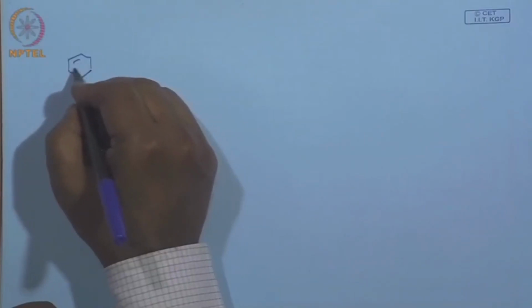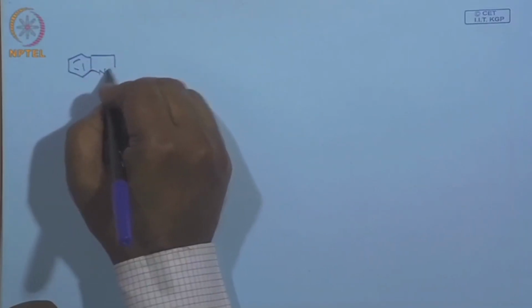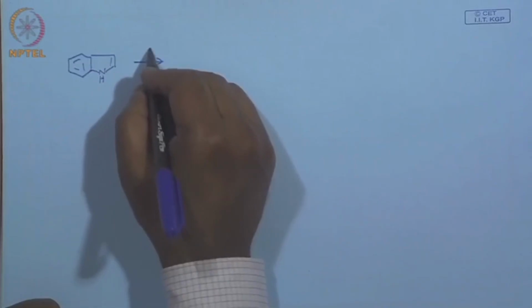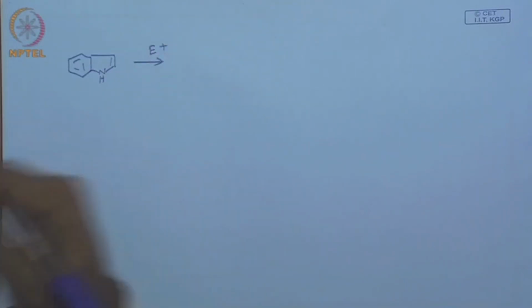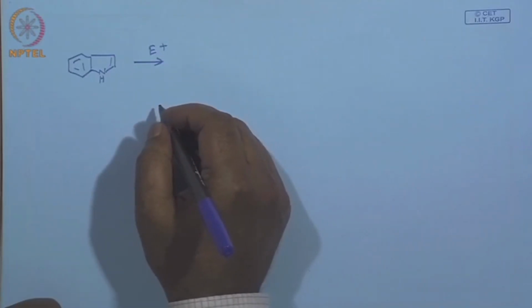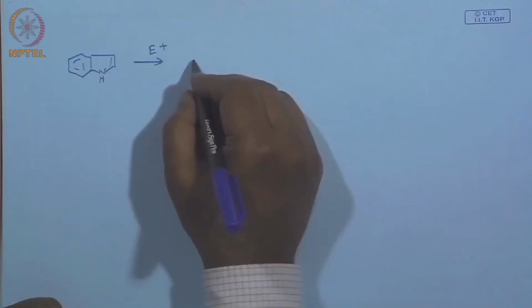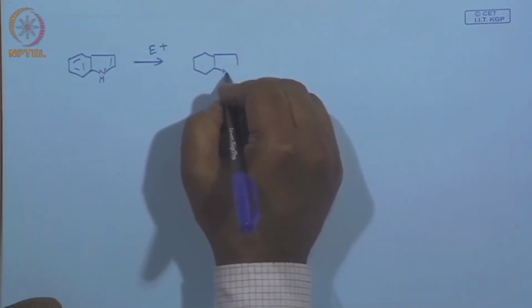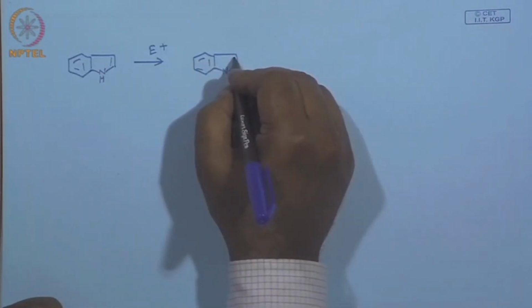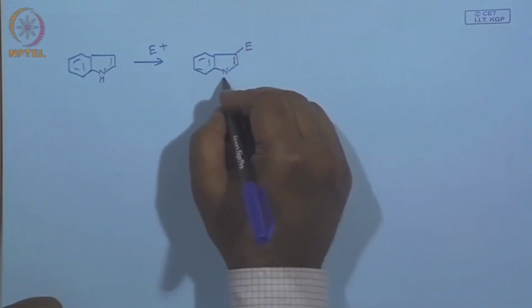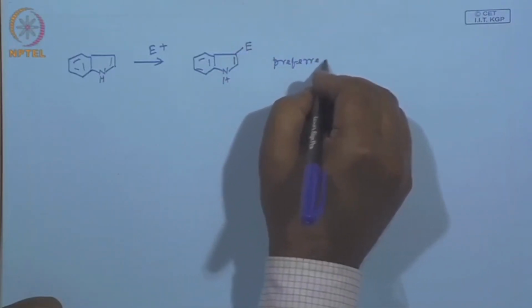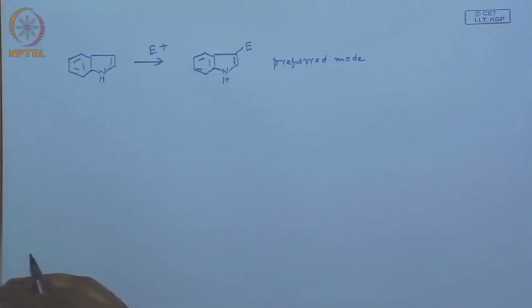Let us look at one more example from a 5-membered ring, but this is from indole chemistry. All of us know that if indole is treated with an electrophile, the reaction is done at the 3 position. It is well known, because the intermediate structure is stable at the 3 position. So, this is the preferred mode. And then how to prepare 2-substituted indole derivatives?